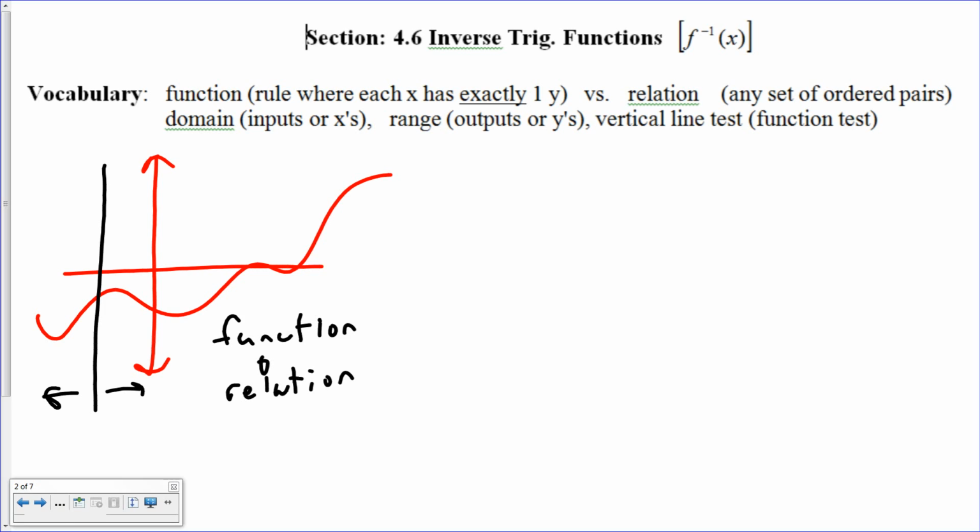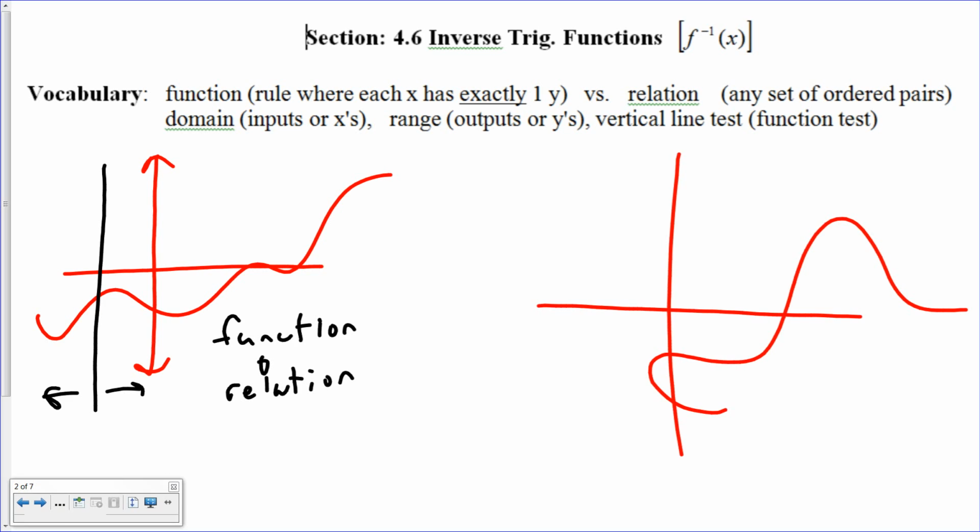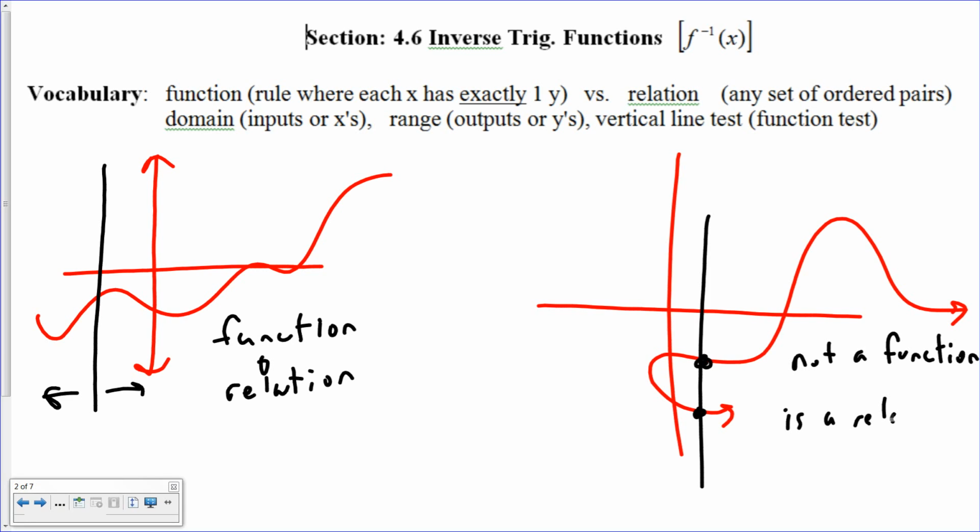However, if I had a graph over here and it looked like this, this would fail the vertical line test because it would intersect it in two places, and therefore this would be not a function, but it would be a relation. Why? Because at this x, it has two y's.